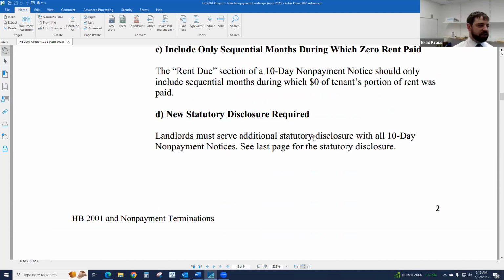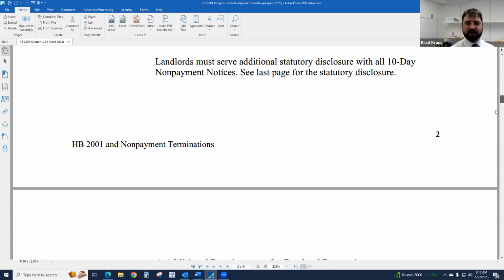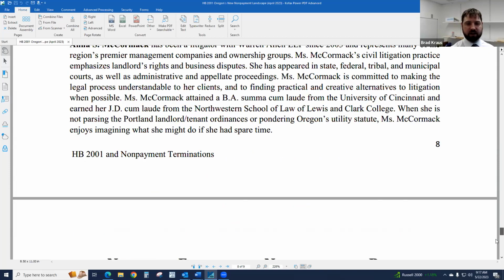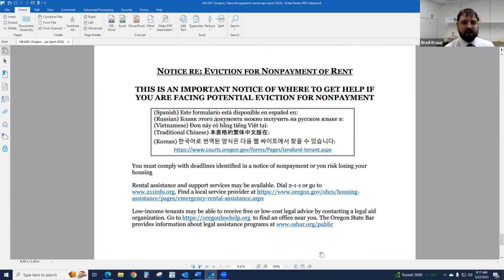Alrighty. And finally, this is a big one, folks. Make sure, and this goes back to updating your forms, HB 2001 requires a new statutory disclosure. The new statutory disclosure, the HB 2001 disclosure, is required on all non-payment notices. So if you're doing a notice that demands payment, make sure that you have that disclosure. That disclosure looks like this. Okay, that's what it looks like.